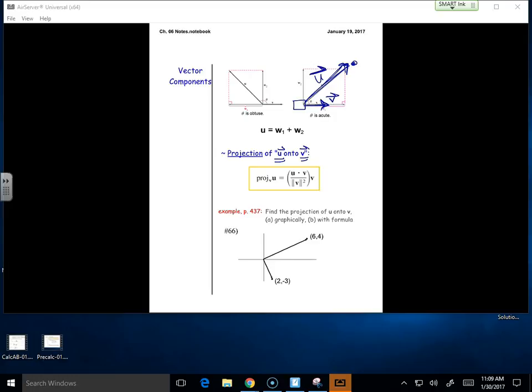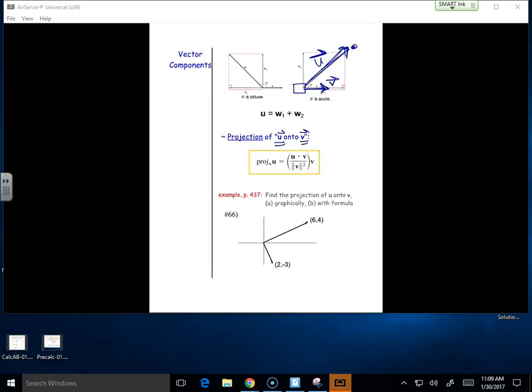Now, just because they say the word projection doesn't mean there's a snazzy word problem going on. It could just be something like example 66 down below. So let's go ahead and try to do example 66 and see if we can figure out exactly what's going on with how to plug into this formula.